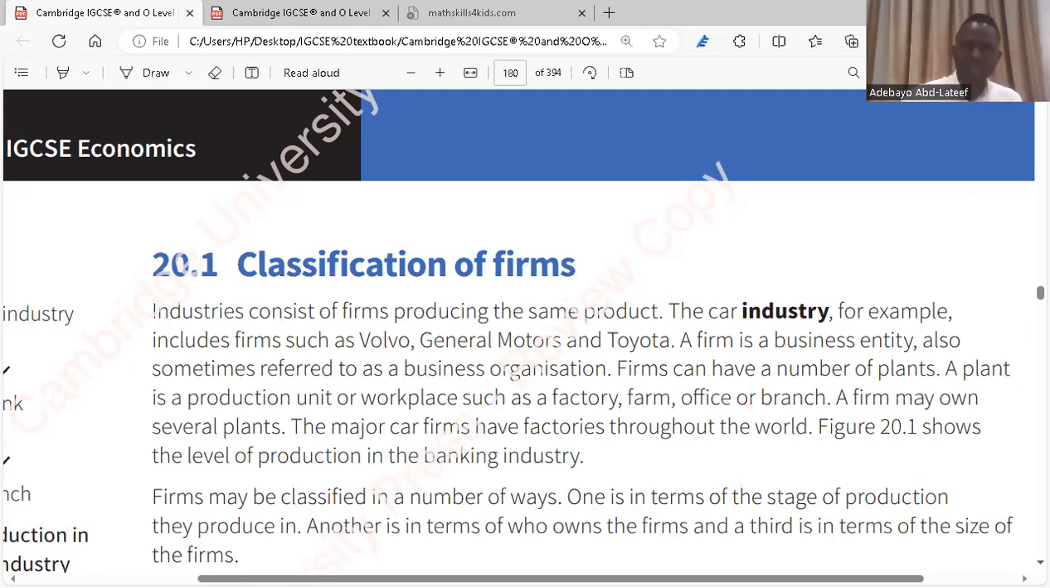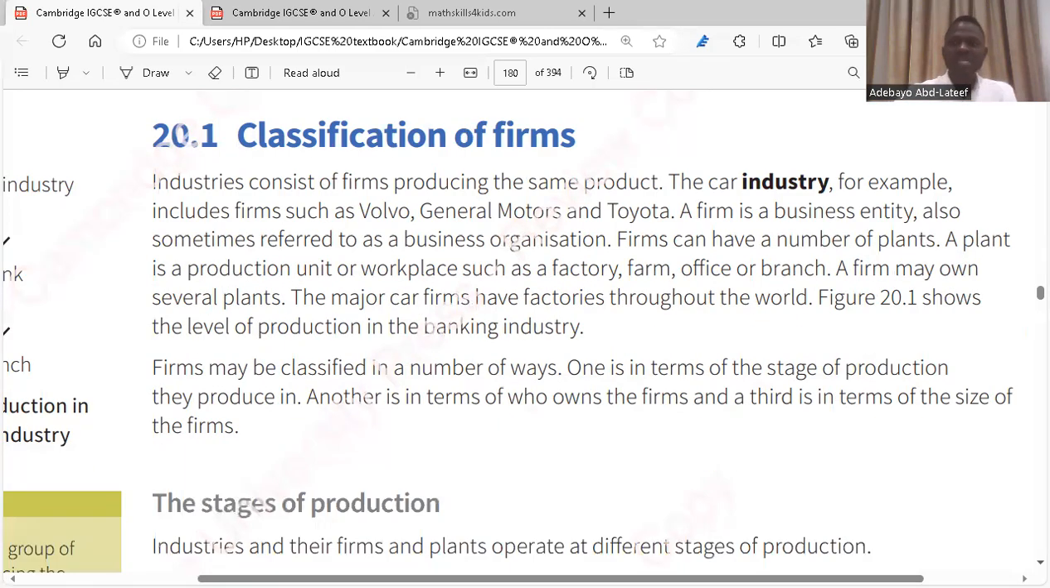So we have the educational industry, we have the car industry, we have all these industries. These industries are a combination of firms, but we call them industry. We call this industry because those firms inside that industry produce virtually the same goods. Clear, right? Yes. Okay. A firm is a business entity, also sometimes referred to as a business organization.